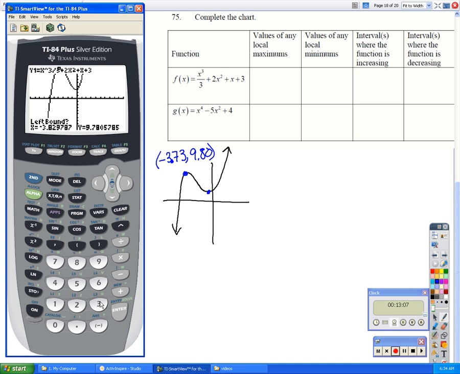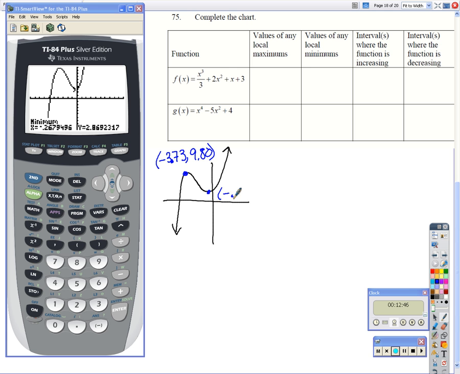So I'm going to find a minimum to the left. To the right, enter. And this point, negative 0.27, 2.87. So the values of any local maximums, well, the maximum point is here, so 9.80. Minimum, the y value, 2.87.